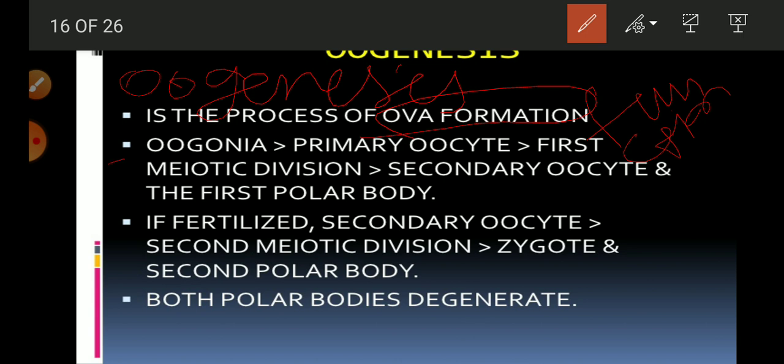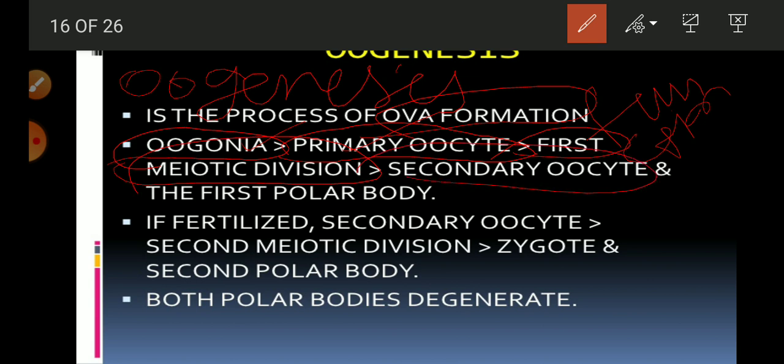So how is this done? First oogonia are formed, and we know oogonia go through mitotic division. So we have oogonia and then primary oocytes. After the first meiotic division we have secondary oocytes, and then the first polar body is formed. If fertilized at this stage, the first polar body is formed and the first meiotic division is done, so the secondary oocyte is formed.